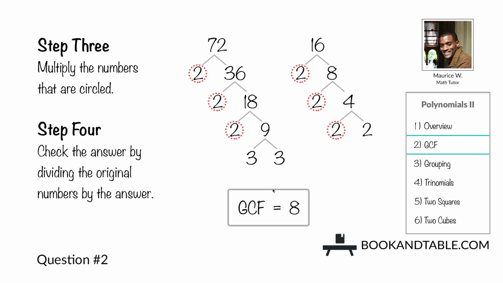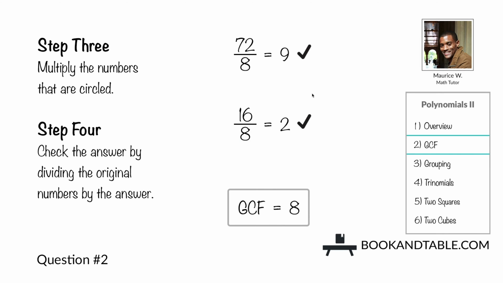And now that we found the greatest common factor, we want to check the answer by dividing the original numbers, 72 and 16, by the answer, 8, to make sure that we get integer values when we do so. 72 divided by 8 is equal to 9, so that works. And 16 divided by 8 is equal to 2, so that works. Thus confirming that the greatest common factor of 72 and 16 is equal to 8.